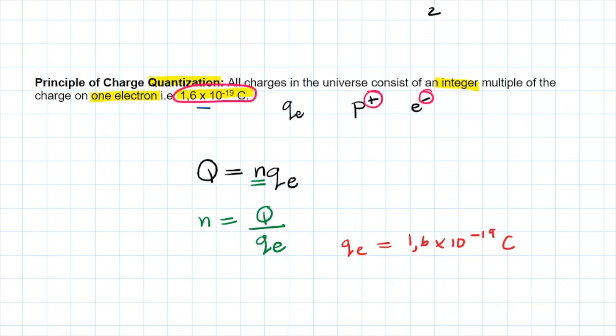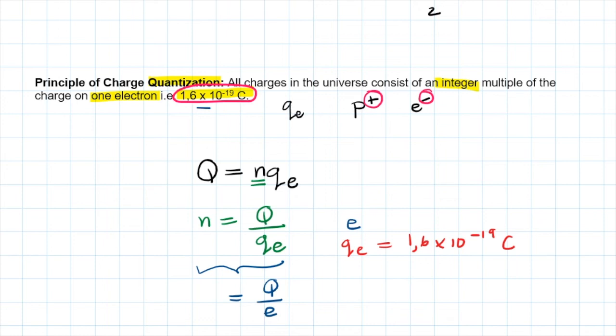This number can be found in your table of constants on your formula sheet. It's normally given as E instead of QE, and sometimes this formula takes on the form Q divided by E. But you know that the charge on an electron is equal to the charge on a proton. So we're basically giving you exactly the same thing, or more or less the same thing.